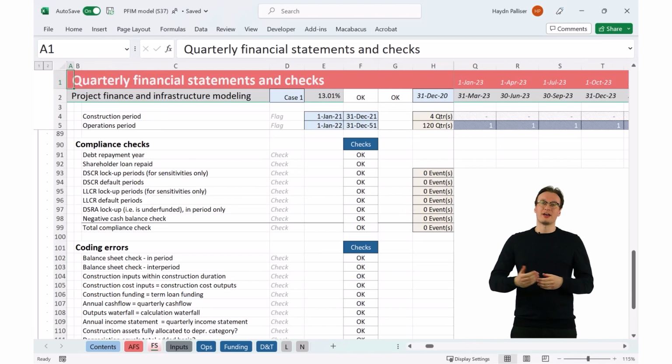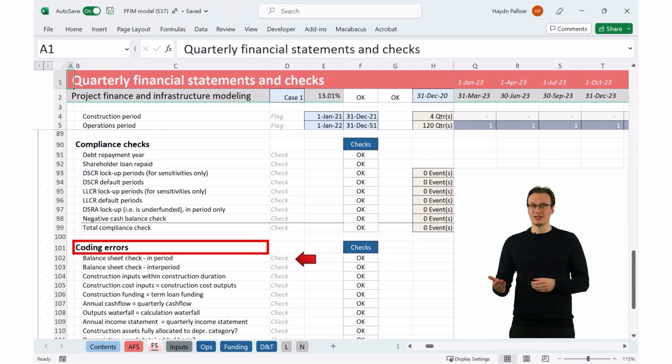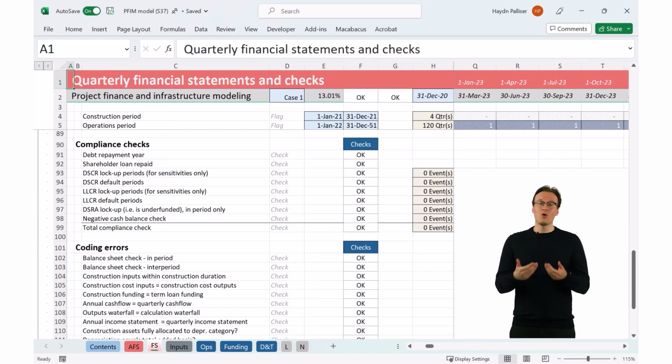Let's take a look at how we use model checks. You can see on screen a set of checks grouped into two categories, being compliance and coding. We don't always group checks into categories, but in larger models, we do.